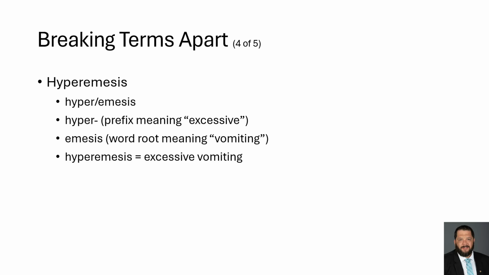Hyperemesis. For this term, we have a prefix and a root word. The prefix and root word break down into hyper and emesis. The prefix hyper means excessive. Emesis means vomiting. Hyperemesis, excessive vomiting.